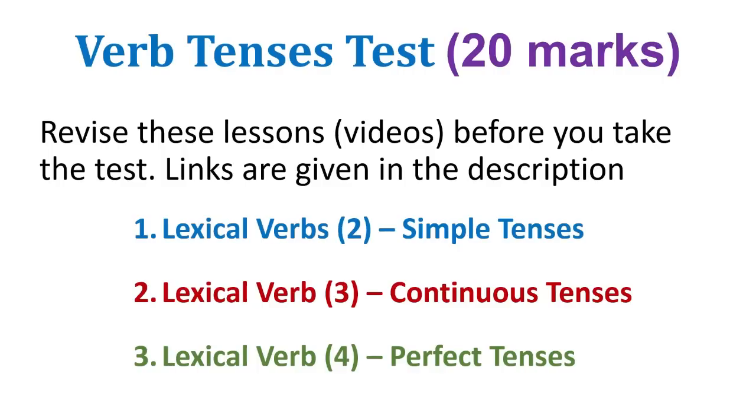It is a 20-mark test and we have concentrated on three major areas: simple tenses, continuous tenses, and perfect tenses. We have present, past, future. So simple present, simple past, simple future. Present continuous, past continuous, future continuous, and present perfect, past perfect, future perfect. All these are already available on the channel. I have given you the names in here. You can also look at the description box so that you can get the link and watch them.